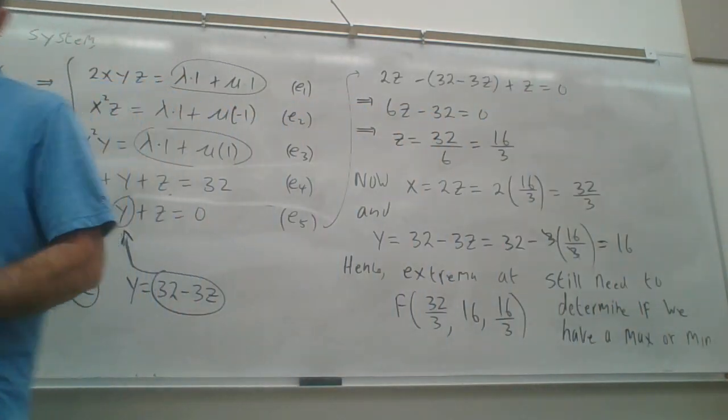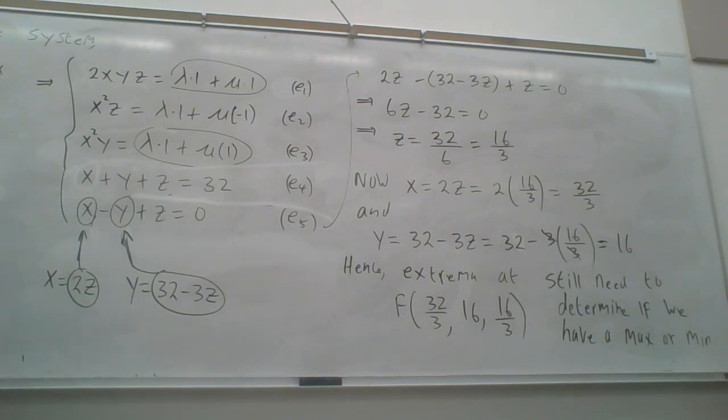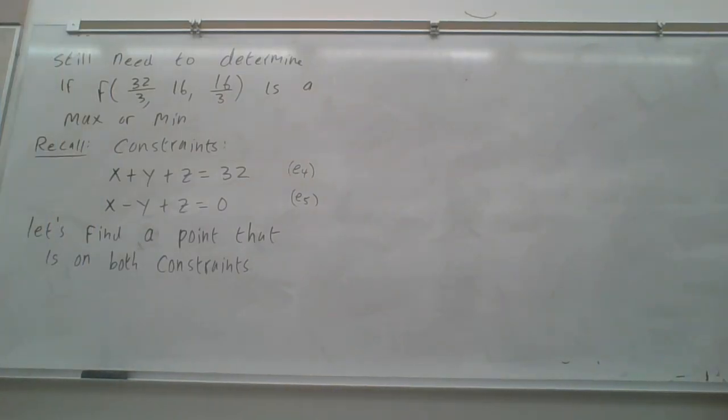Okay, so how are we going to determine this? Well, we're going to have to pick a test point on our constraint here. So we still need to determine if our f of 32 over 3, 16, 16 over 3 is a max or min. So recall, here are our constraints, equation 4 and equation 5 in our system. So let's find a point that's on both constraints.